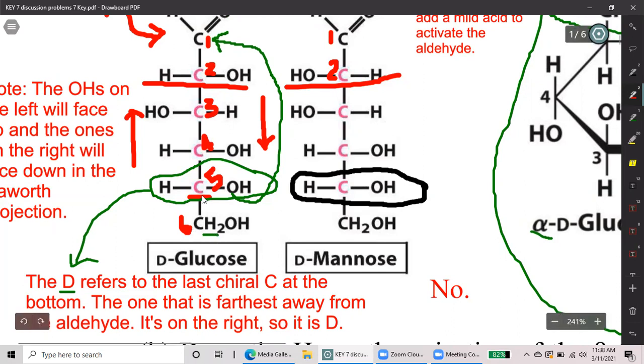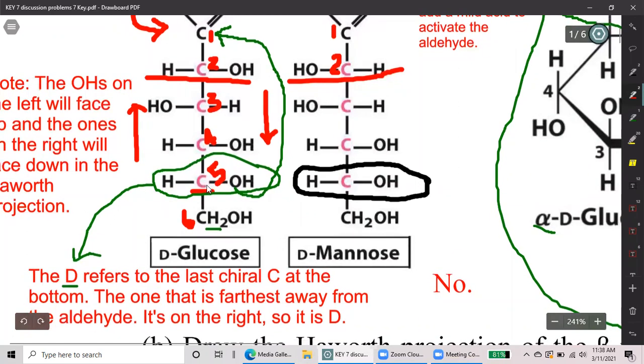We move up to carbon number 5. And we see that it has a hydrogen attached. It has a hydroxyl. It's got this CH2OH. And then it has this giant group at the top. So that's how we know that that is a chiral carbon. It has 4 different groups attached. So that's the one that we're going to look at to determine whether it's D or whether it's L.